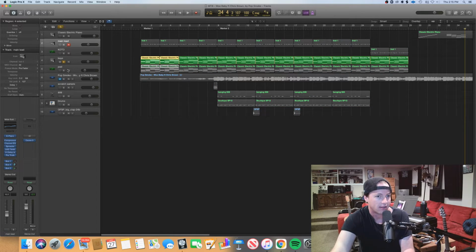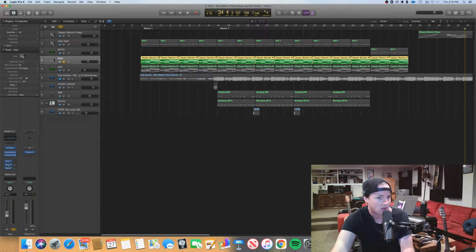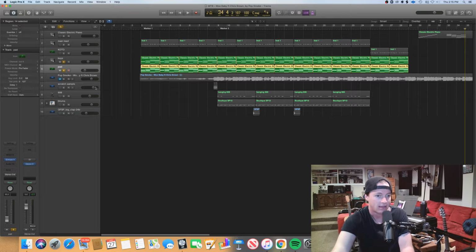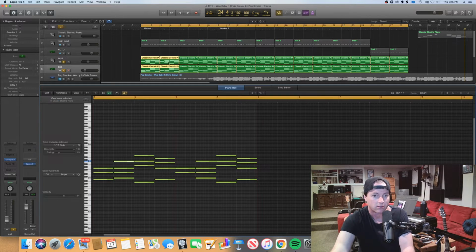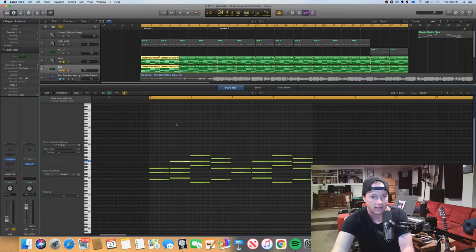I've got an electric piano, just default to Logic. I have that going through some of my bus reverbs. I talk about that in some of my other videos about specific production techniques. And then I have a pad by Isotope. And those notes on their own, they look like this.